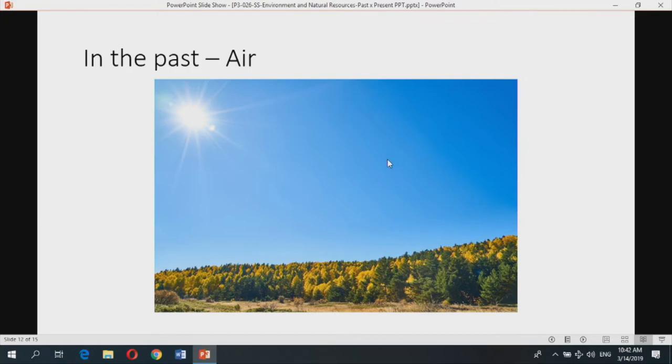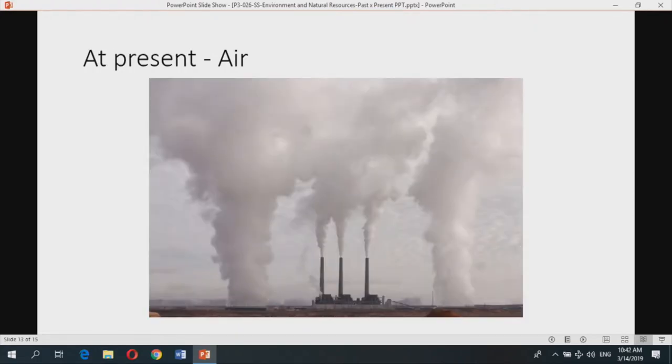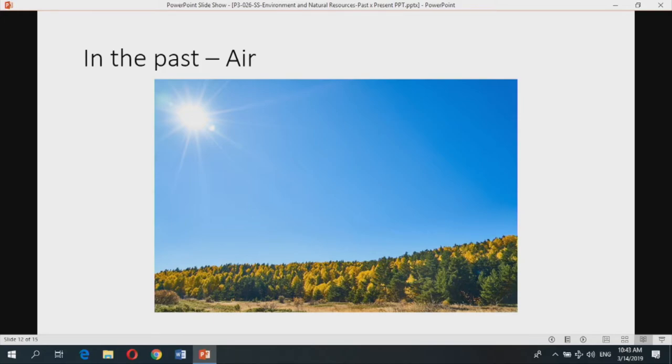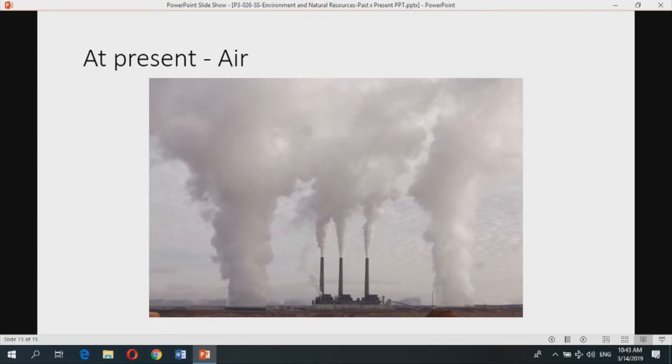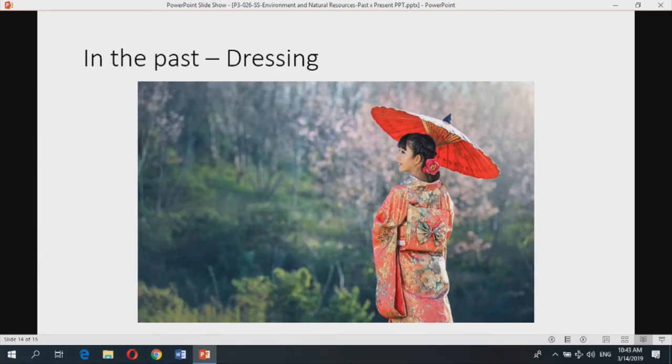What colour is the sky? Blue. Clear blue sky. In the past, the air was very clean. But nowadays, because lots of people work and travel, do you remember the word pollution? Pollution. Yes, that makes the air dirty sometimes. So at present, air can be polluted. Yes, you can see when the air is dirty. Is that a blue sky? No. Which picture looks nicer, in the past or at present? In the past, because no pollution. But nowadays we have pollution. In the past.